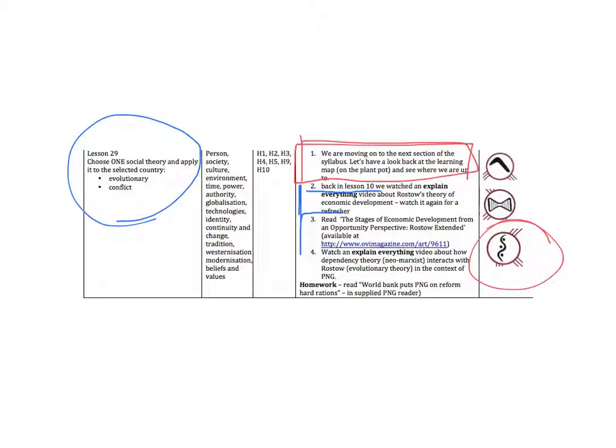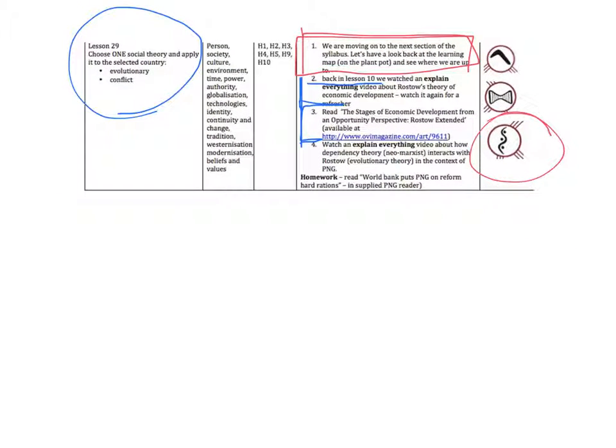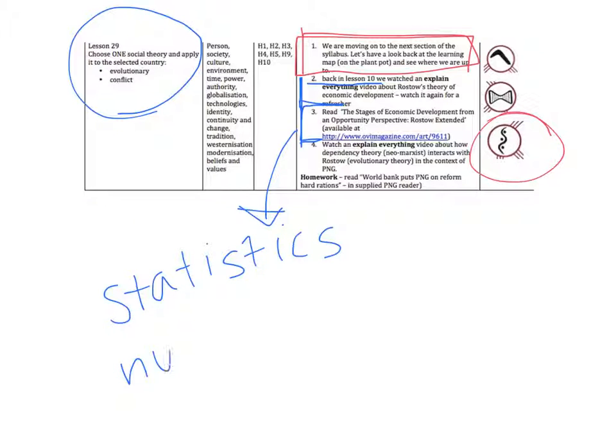There's another article available here, which is a really great read. It's got the stages of economic development from an opportunity perspective. And what's really good about that website is that it has the statistics for lots of different countries, but also for PNG. So that's where we can get some numeracy happening in our lessons by looking at those statistics. And it's basically talking about money coming out of the country, going into the country, that sort of thing. You'll see when you open the website.